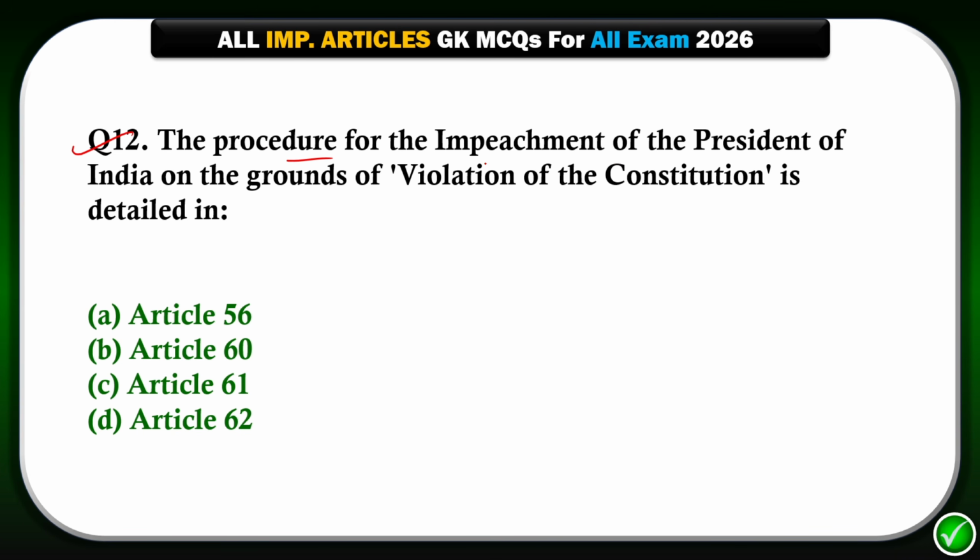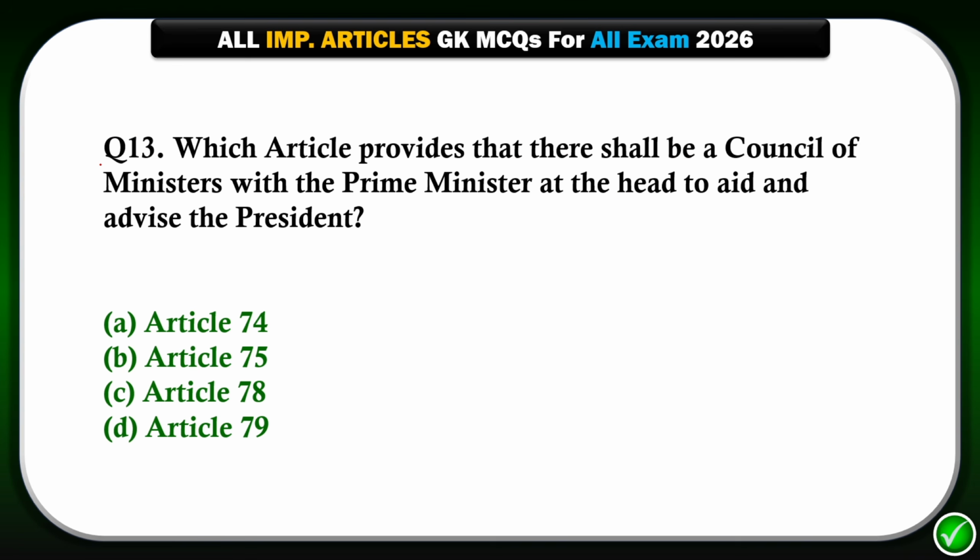12. The procedure for the impeachment of the President of India on the grounds of violation of Constitution is detailed in? Option number C, Article 61. 13. Which article provides that there shall be a council of ministers with the prime minister at the head to aid and advise the president? Option number A, Article 74.